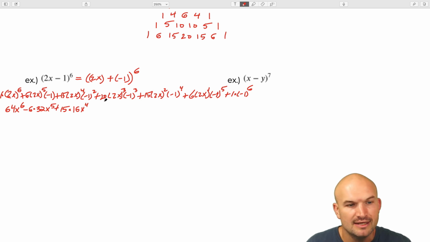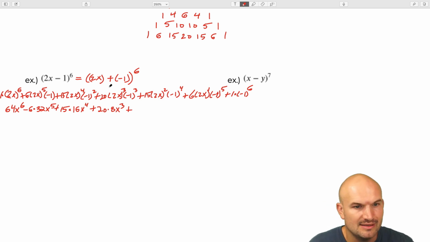That's just going to be changing the positive and negative. So then here we have 20, and this is going to be times 8 x cubed plus 15. Oh, sorry, that's a negative. Why do I keep on making that mistake? That's a negative, right? Because it's negative 1 cubed. So it's a negative 20 times 8.